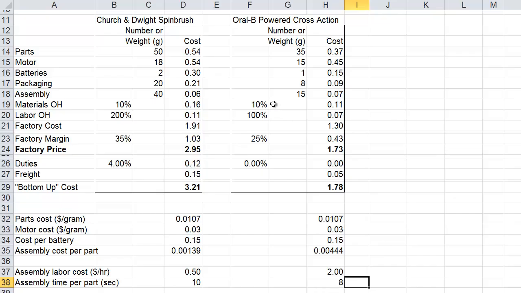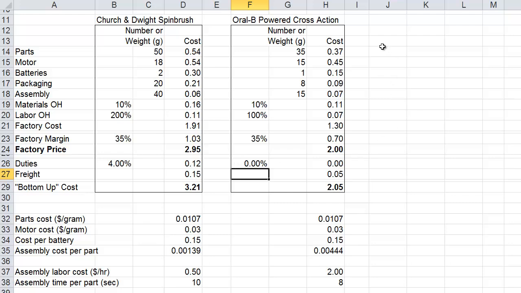Then the other thing I did was I kept the materials overhead the same, but the labor overhead is quite a bit lower in Mexico, and that's because the workforce doesn't typically live on site, and the workforce is typically a little higher skilled because of the higher wage rates, and so the labor overhead is quite a bit lower. The factory margin we're going to assume is the same, and because the factory is in North America, and it falls under the so-called NAFTA, North American Free Trade Agreement, there are no duties coming from Mexico.